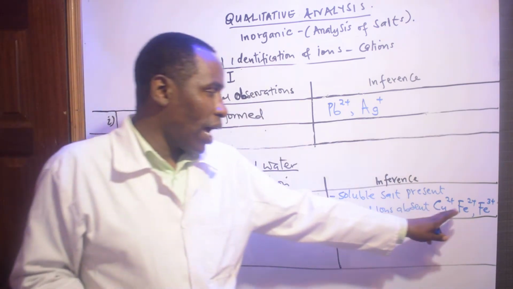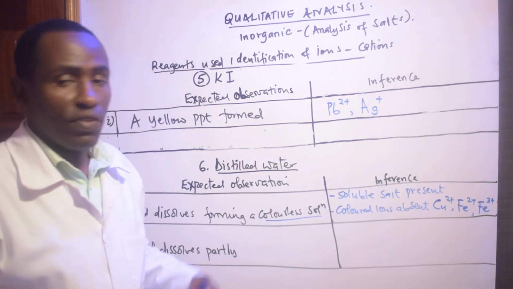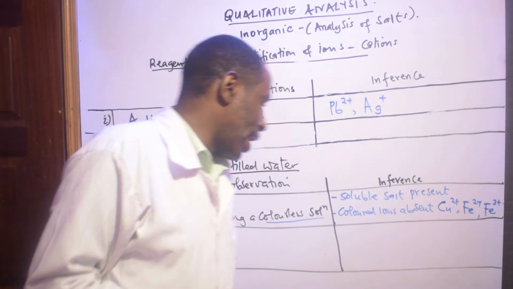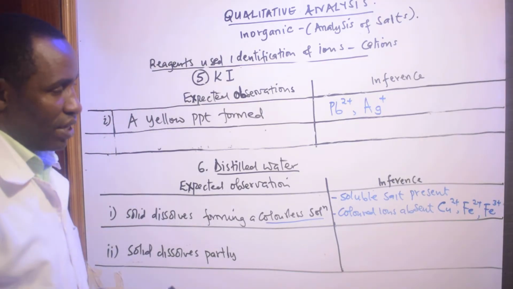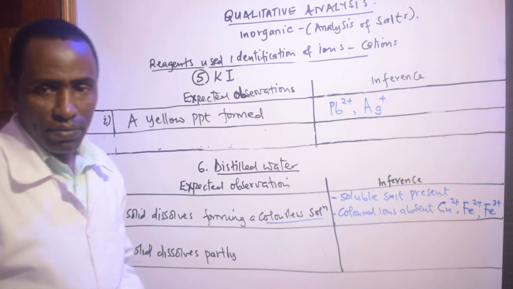If it forms a pale green solution, that means that iron 2 ions could be there. If it forms a yellow solution, then iron 3 ions could be there. That's what we're talking about. Now, number 2 here, a solid may dissolve partly.